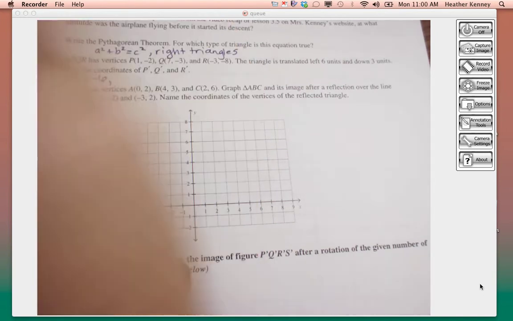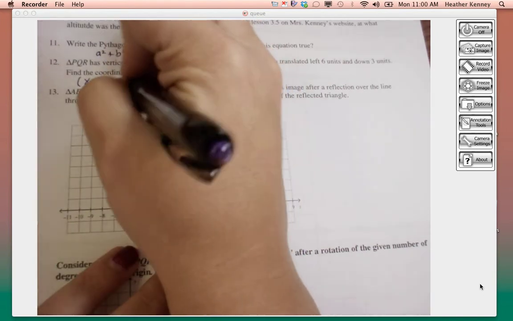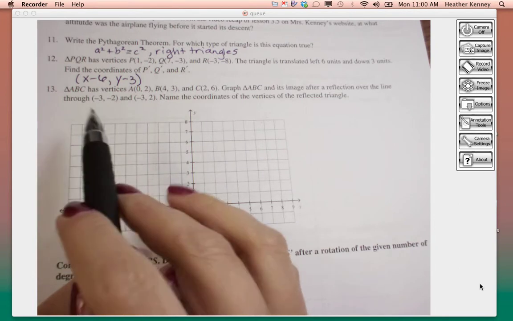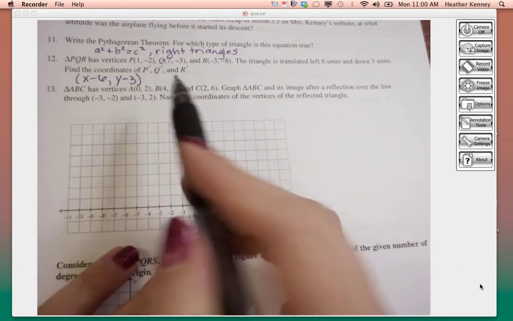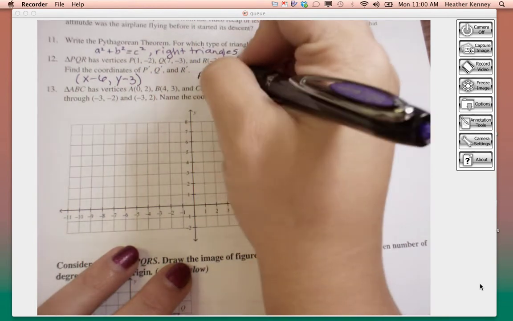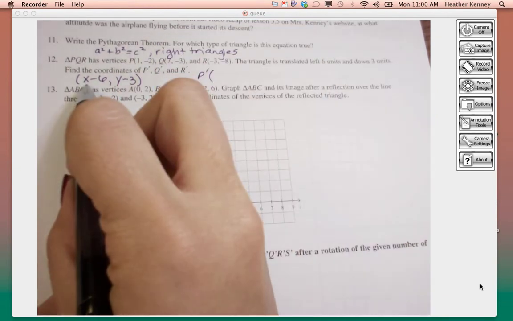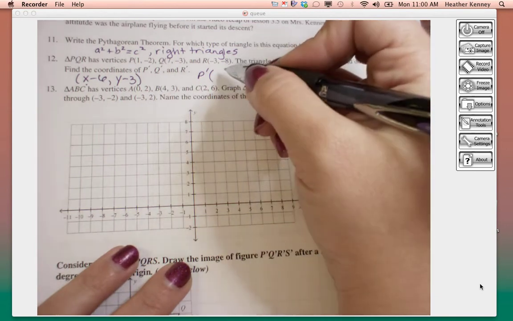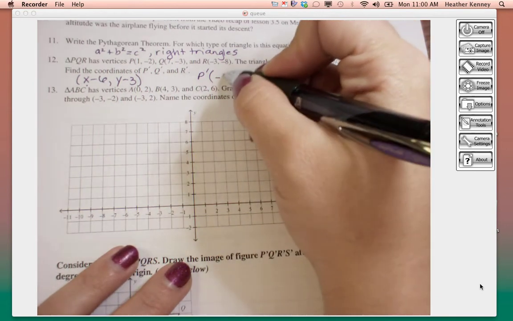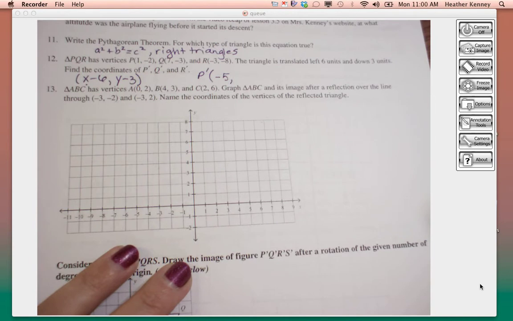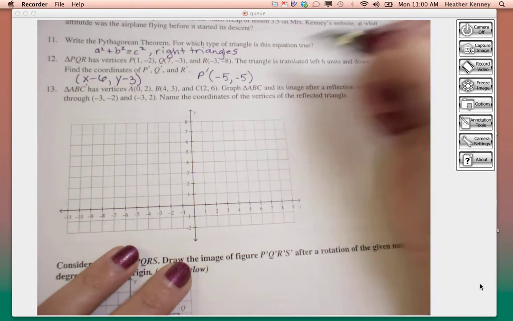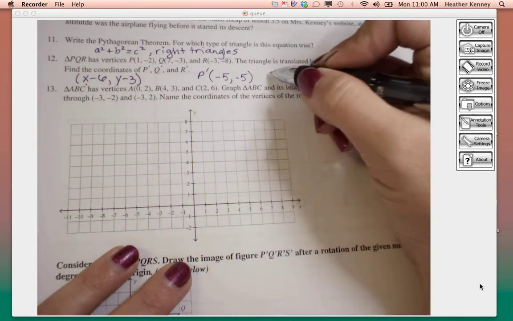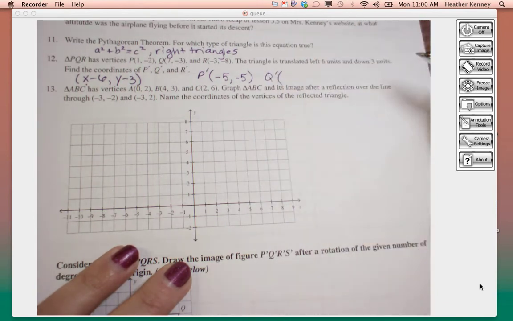If you remember, we can write a rule for a translation. 3 units to the left would be x minus 3. 6 units down would be y minus 6. That's our rule. Now we just apply that rule to each of the points. P is (1, -2). So P prime would be 1 minus 3, because it's x minus 3, which is -2. And y would be -2 minus 6, which is -8. So there's your P prime, (-2, -8).